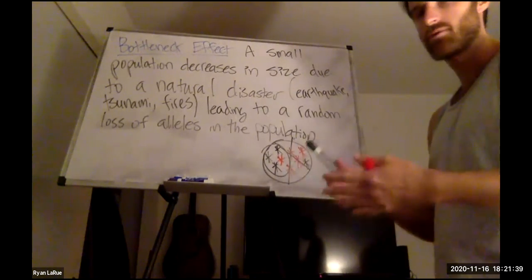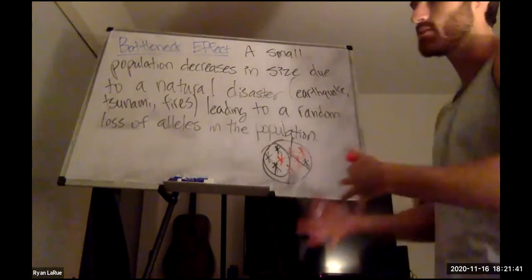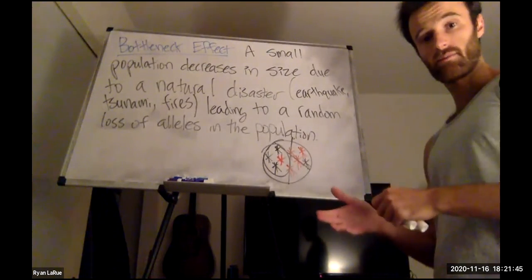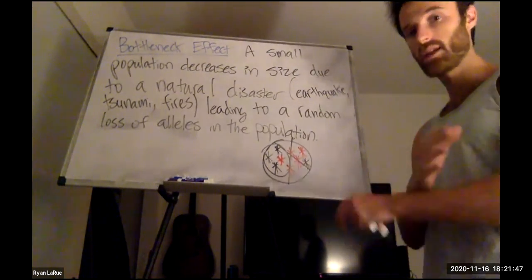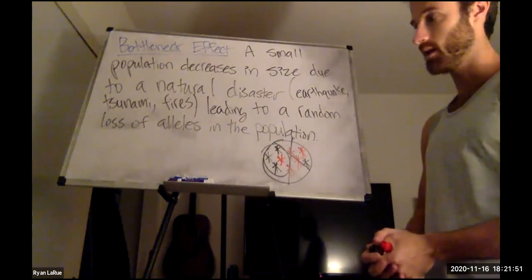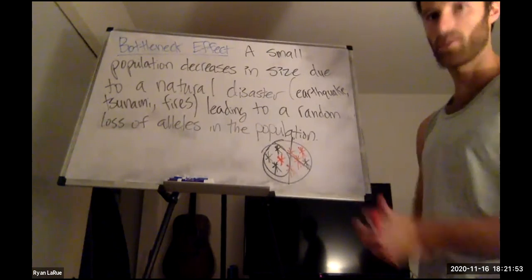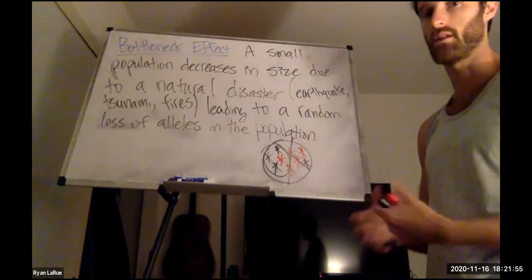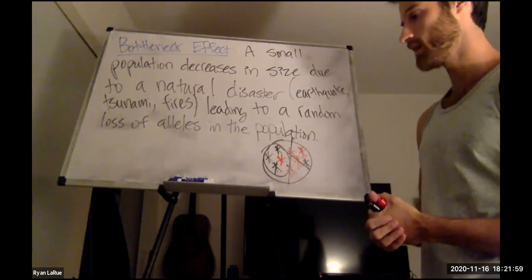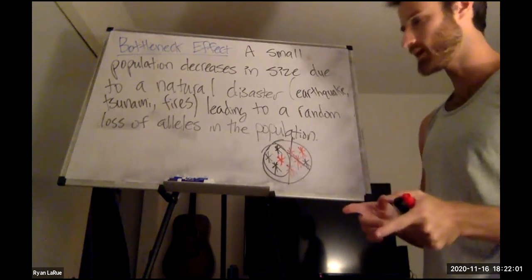Earthquakes, fires, floods, tornadoes, you name it. They don't care if you're better at surviving in that environment. They'll kill anything in a random fashion, a non-selective way. So that's why a bottleneck is considered genetic drift.